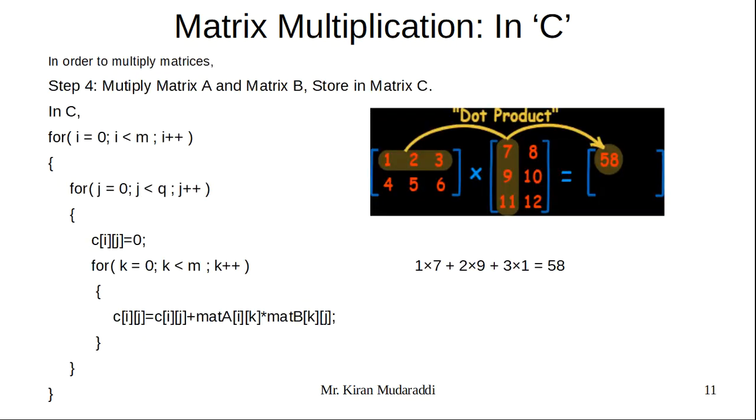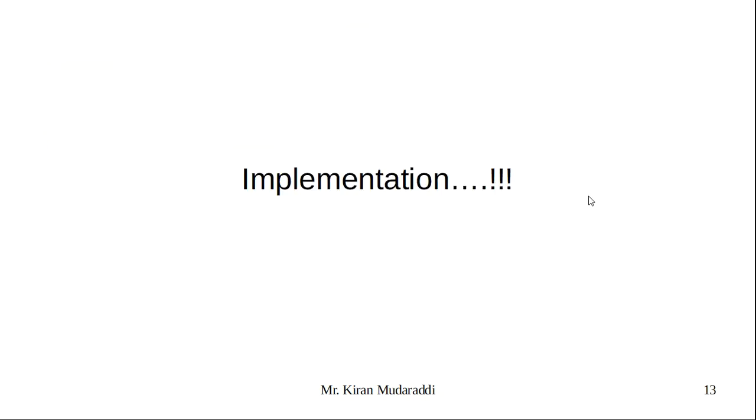Now the fourth step is multiplying. In the demo I entered 1, 2, 3, 4, 5, 6 as the first matrix, and 7, 8, 9, 10, 11, 12 as the second matrix. If you want to multiply these two, you need to compute 1 into 7 plus 2 into 9 plus 3 into 11. That is 58.